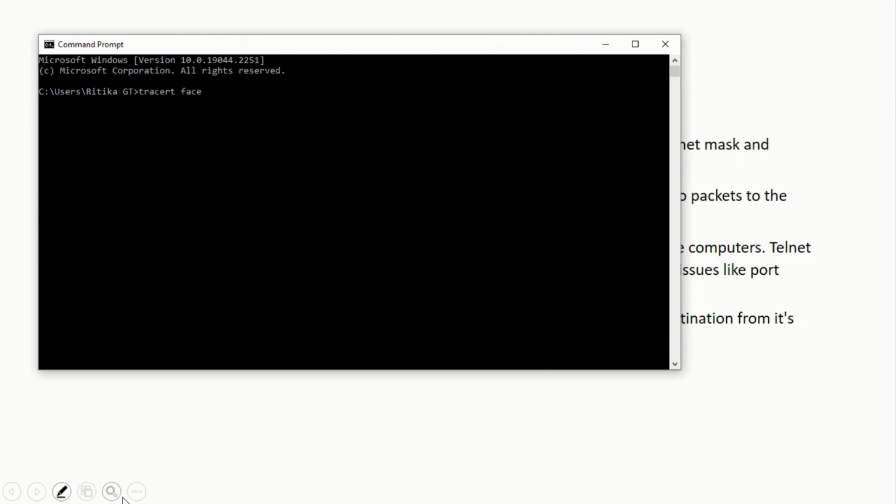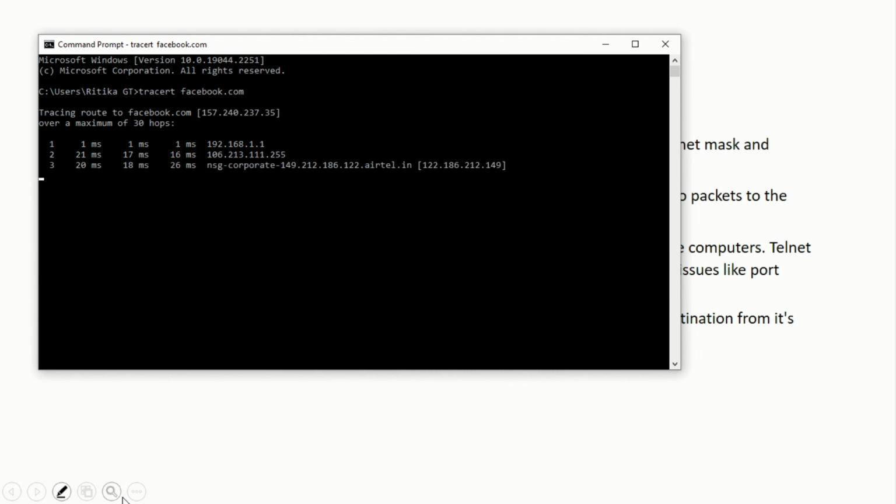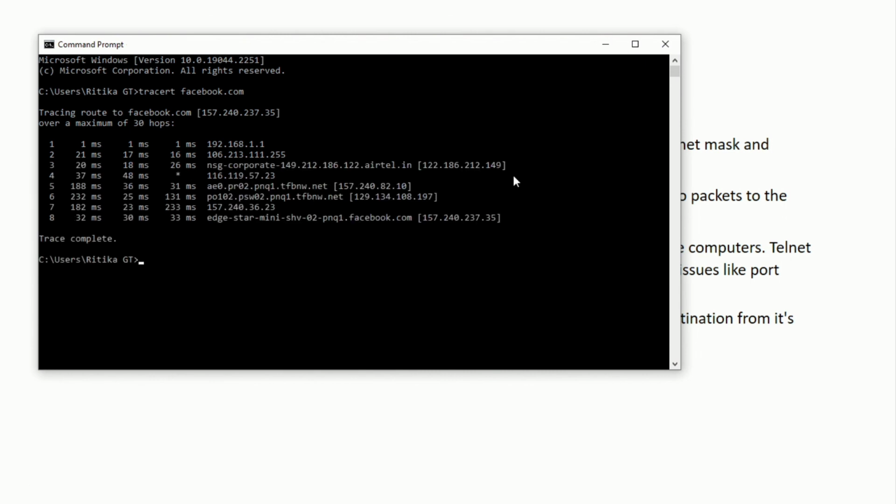Let's say facebook.com. Let us check the hops between the host and the real host. Okay, we are done with it. These are the devices through which your packet goes every time you are connected to the given host.